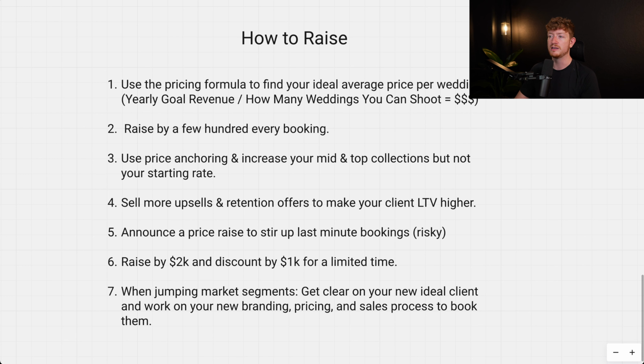That's a little bit more of a case by case scenario there, but just raise prices by a few $100s every booking. That's the easiest way to do it. Number 3, use price anchoring and increase your mid and top collections, but not your starting rate.